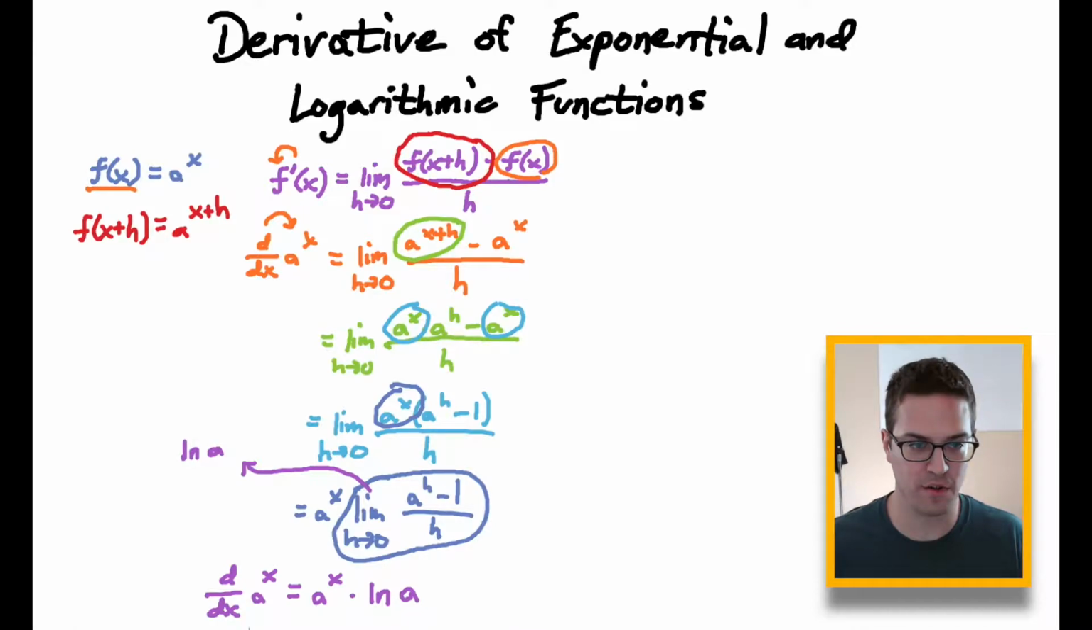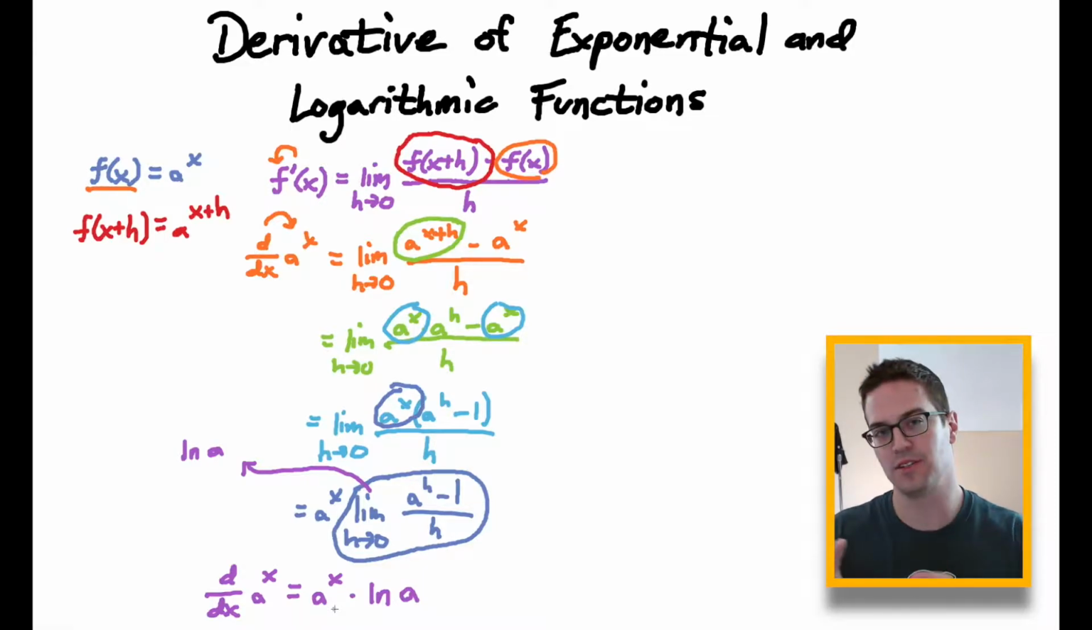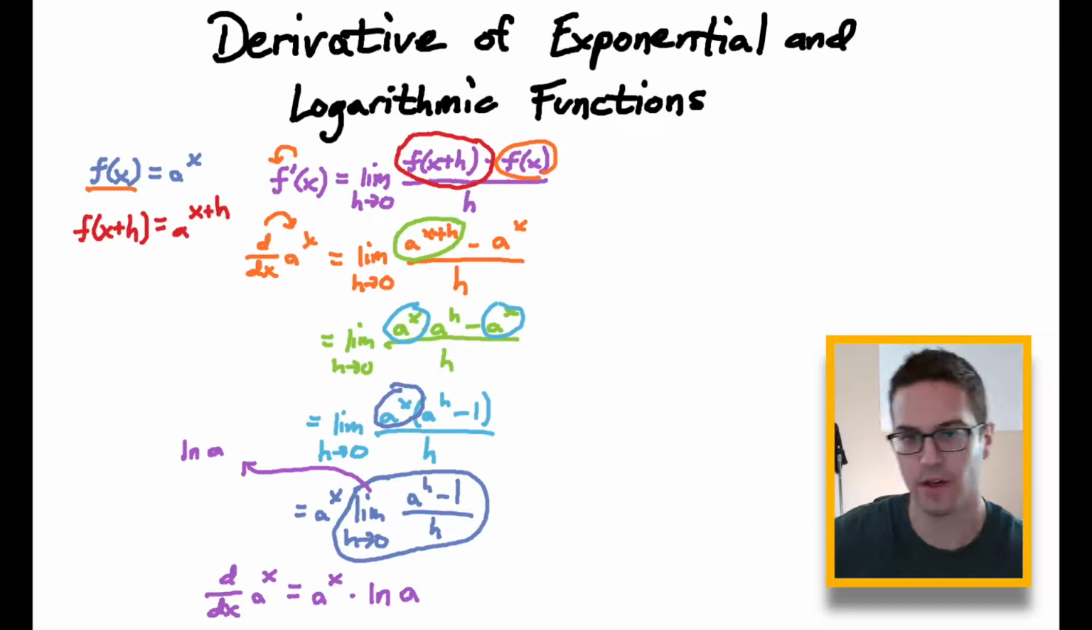Knowing this fact right here, what we ended with, this purple right here, we're going to use that to figure out the derivative of our logarithmic function. We're also going to be using some implicit differentiation. So if you don't understand implicit differentiation, you might want to learn that first before going on with the rest of this video.